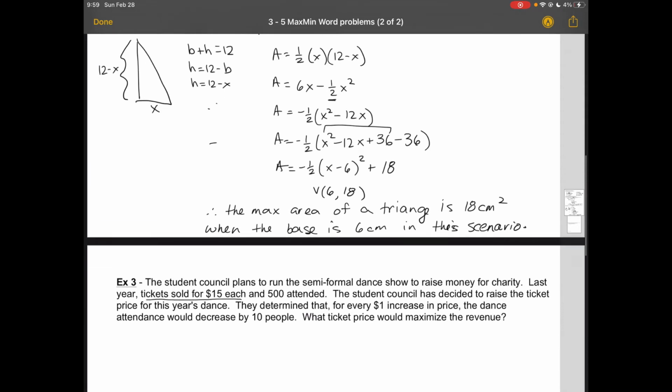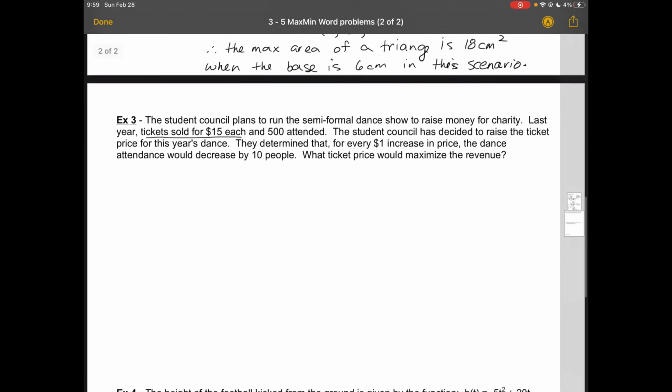Let's do a third example that goes with ticket prices and sales. So here we have the student council plans to run the semi-formal dance. Last year, the tickets sold for $15 each and 500 people attended. The student council decided to raise the ticket prices, and they figured that for every $1 increase, the dance attendance would decrease by 10 people. And I'm looking for the ticket price that is going to maximize the revenue.